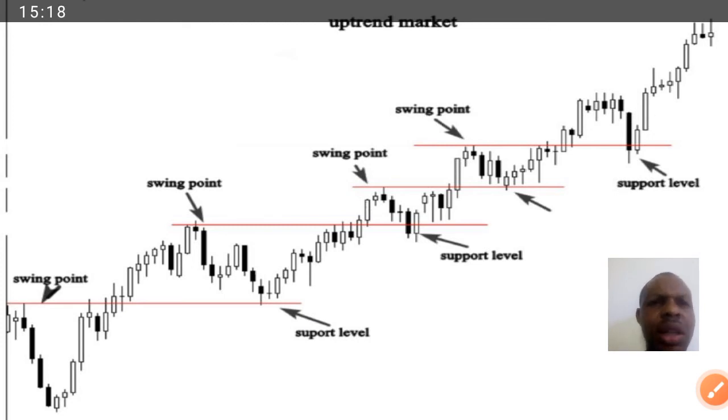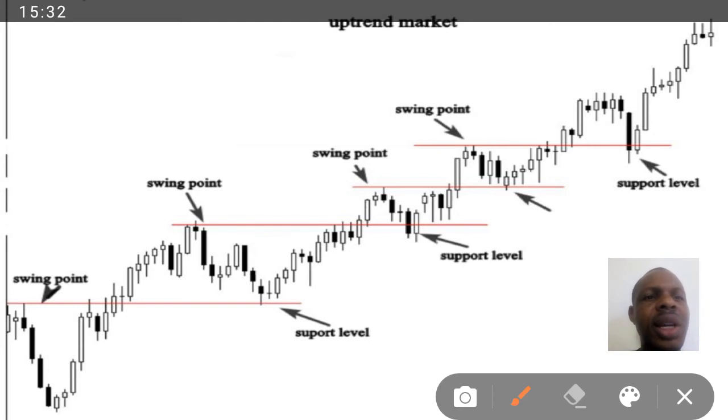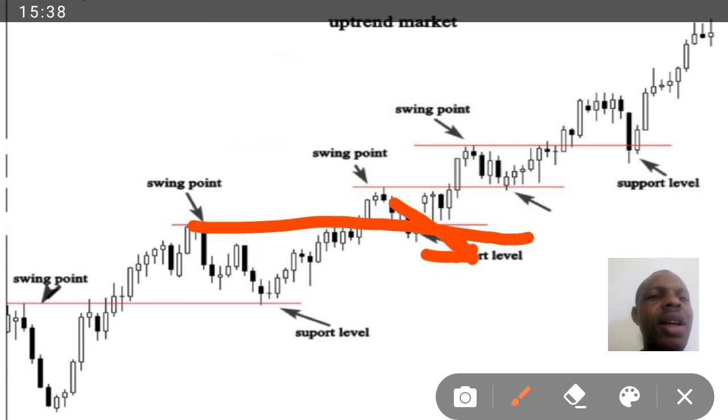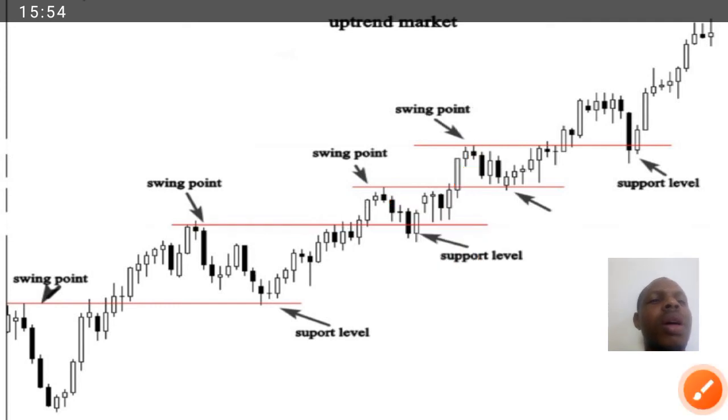Now, let's say you want to trade this. You wait for the pullback. Let's say price was here. You wait for it to come back to this line, for this resistance to turn to support, before you enter. And it went up. That's how to trade a trending market.